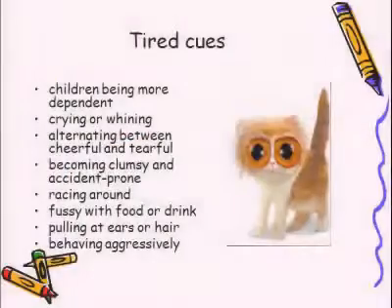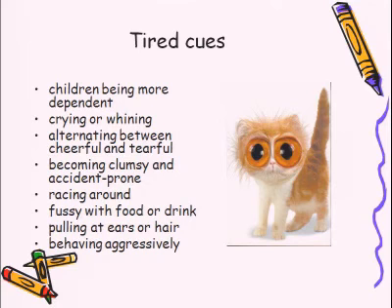So, okay, what are some tired cues? The child gets more dependent and more whiny. They cry, and they may start to pull at their hair, or they might start to tug on their ear, and that can be a sign that they're very, very tired. They can become clumsy and accident-prone, as we talked about before, when they're overtired.